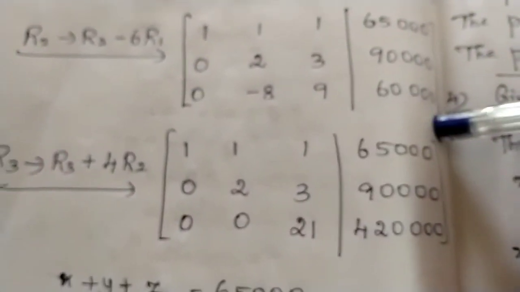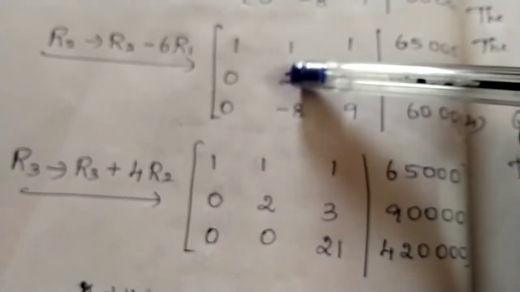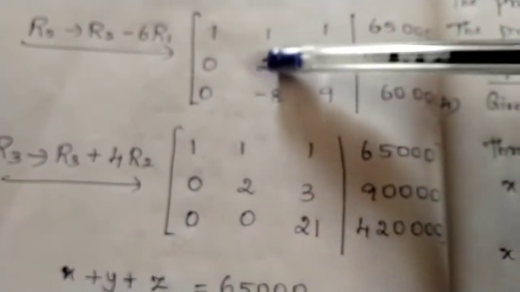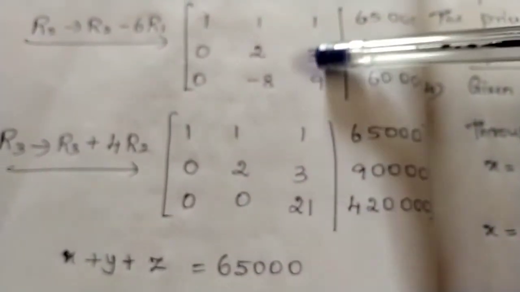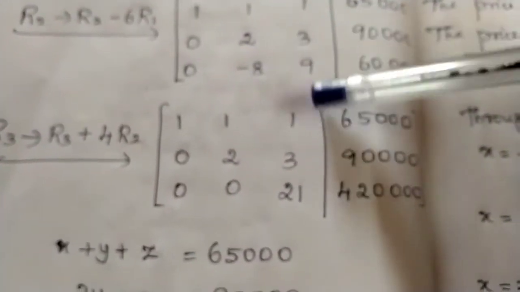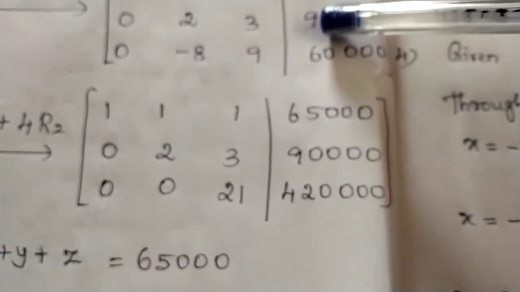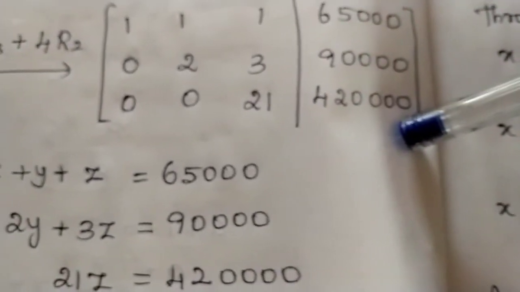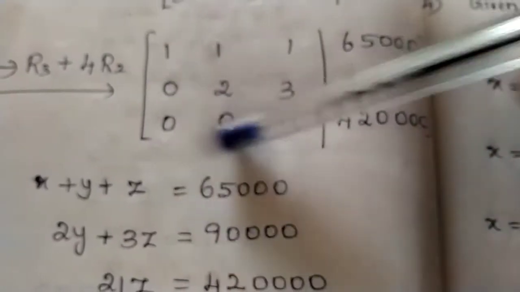R3 no change. Next we want to make this place equal to 0. That means here 4 times multiply, 4 2s are 8. Then R3 plus 4R2. R3 plus 4R2, simplify, we get 0, 0. Here multiplied by 4, 9 plus 12, that is 21. Here also multiplied by 4, that is 6. 36 plus 6, 42. Okay, 4,20,000. That is, we get echelon form, that is a triangular form.